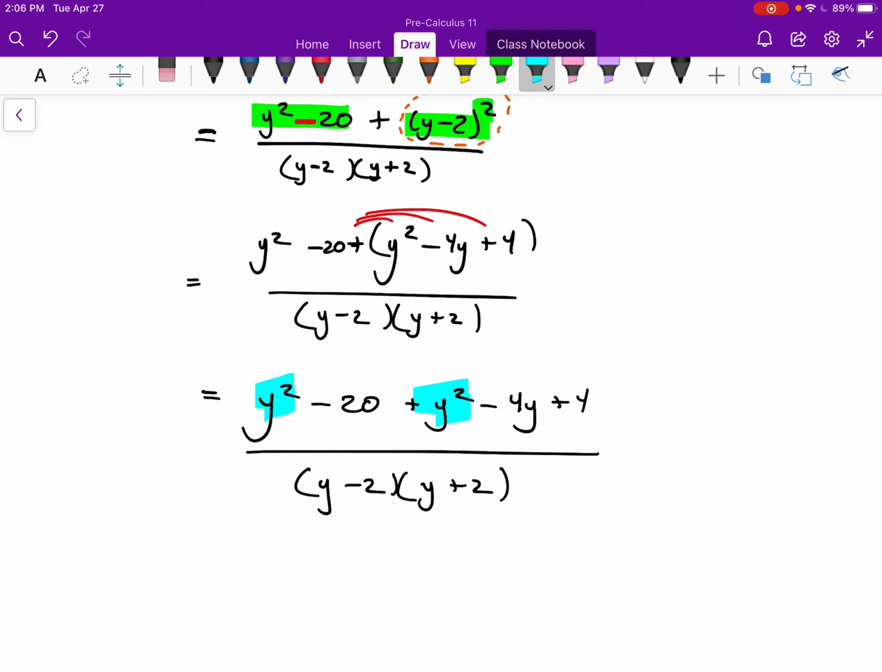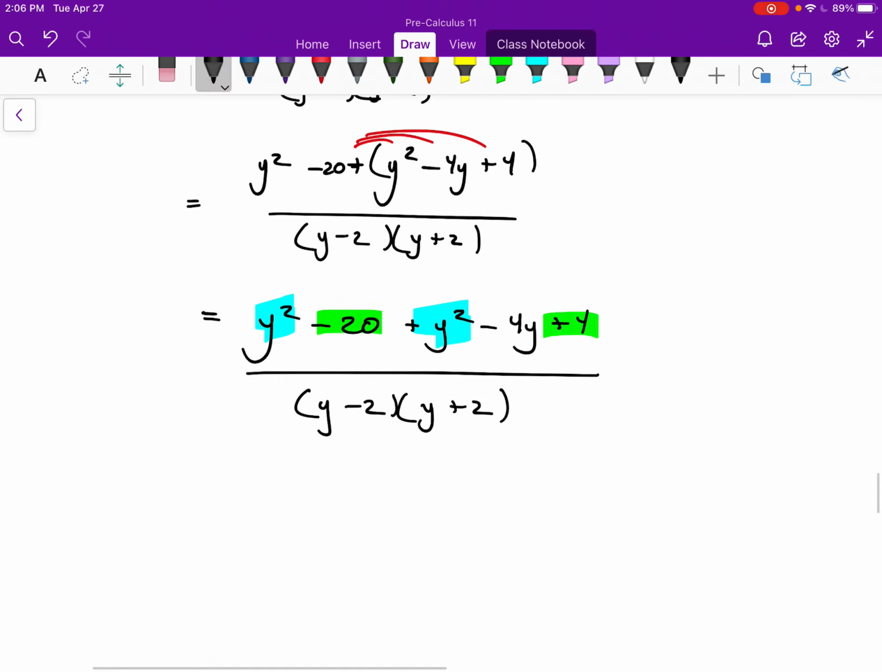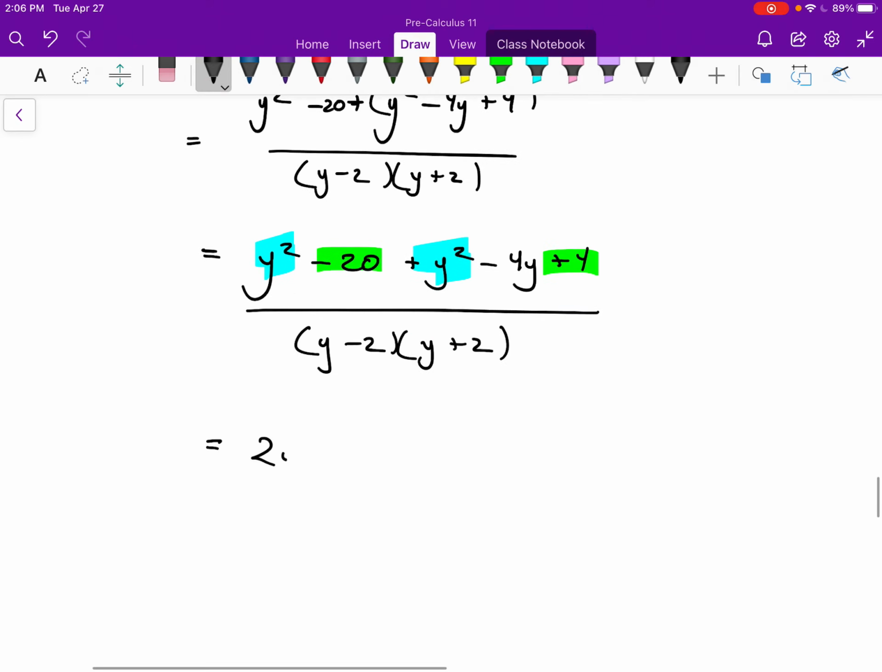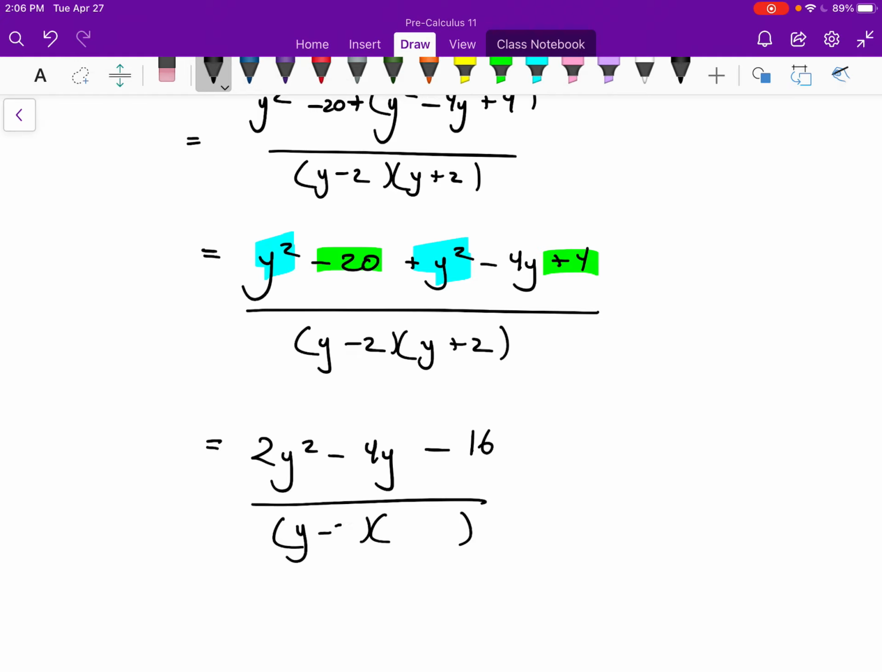But at this point now, I have some like terms. y squared plus y squared is 2y squared. I have some like terms here. Minus 20 and plus 4 is negative 16. And so I'll write it in a fairly standard order. My numerator is 2y squared minus 4y minus 16 over these same two factors that have been here for a while down here. Okay, can I simplify this?